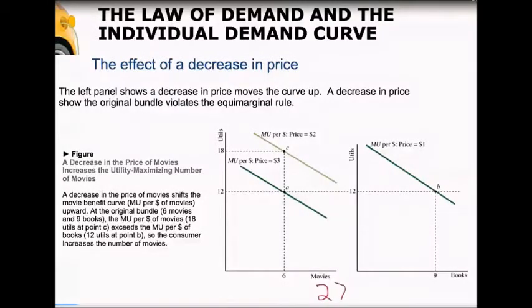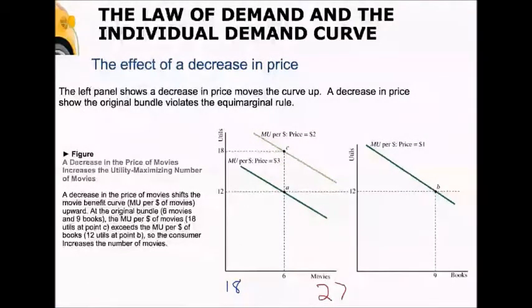Under the original prices, where we had a price of renting movies of $3 and a price of books equal to $1, we saw that we maximized our utility when we spent $18 on movies. That is 6 movies at a price of $3. And we spent $9 on books, where we've got 9 books at a price of $1.